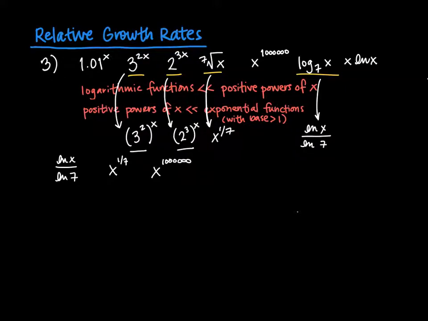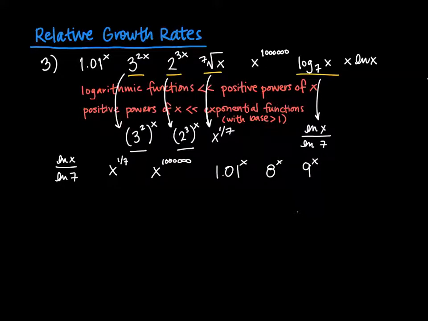Then we take a look at our exponential options. We have 1.01 to the x, we have 3 squared to the x, which is 9 to the x, and we have 2 cubed to the x, which is 8 to the x. So as the base gets larger, the rate of change will increase. So 1.01 is going to be shallower than 8 to the x, which will be shallower than 9 to the x. So that's how we're going to order that set of exponential functions.